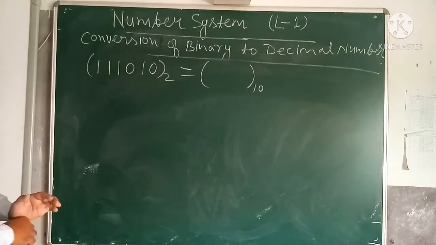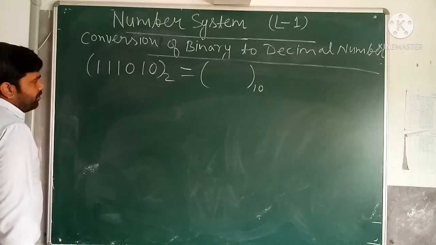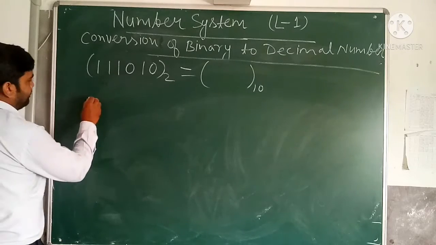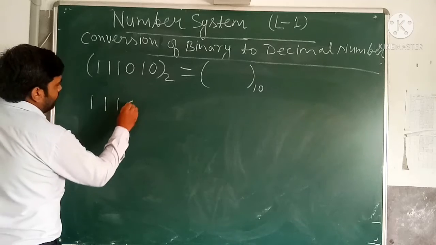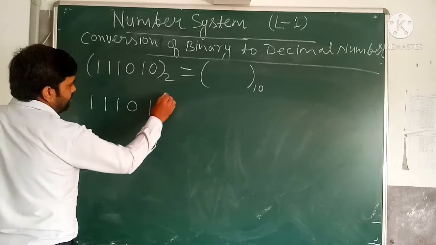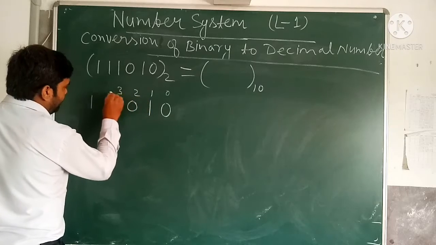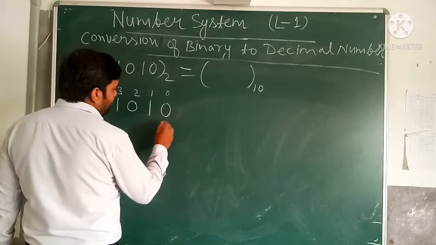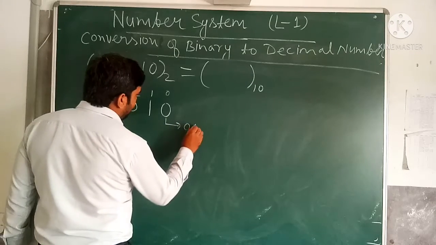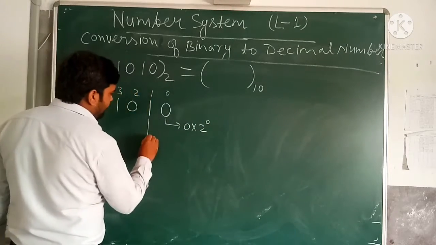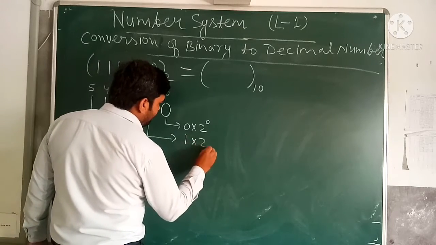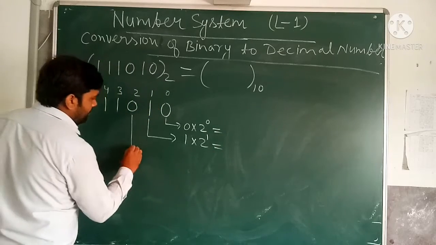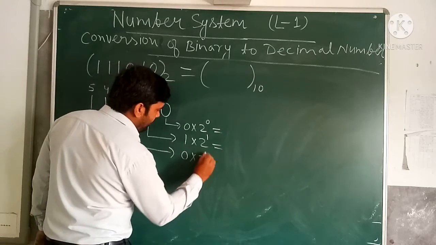Again, for this binary number we have to write the positional value of each digit. If we take the number 1 1 1 0 1 0, the positional values are 0, 1, 2, 3, 4, 5. Again we have to do the same thing. So write its value here: 0 multiplied by 2 to the power 0. Here we write 1 multiplied by 2 to the power 1. 0 multiplied by 2 to the power 2.